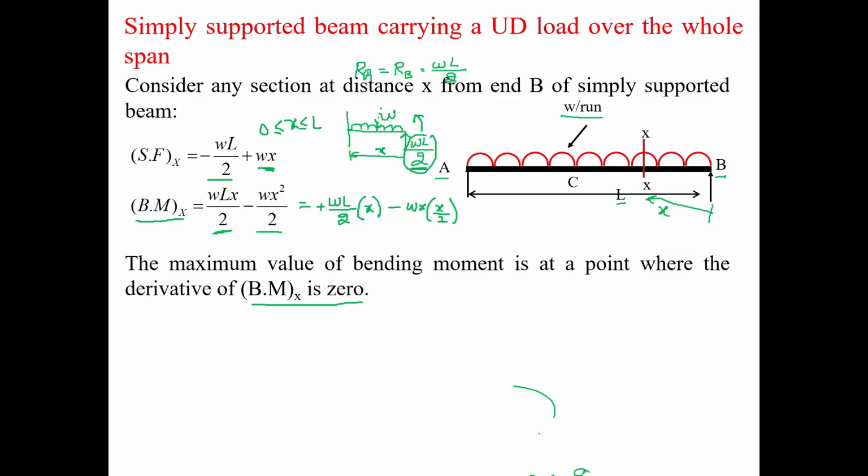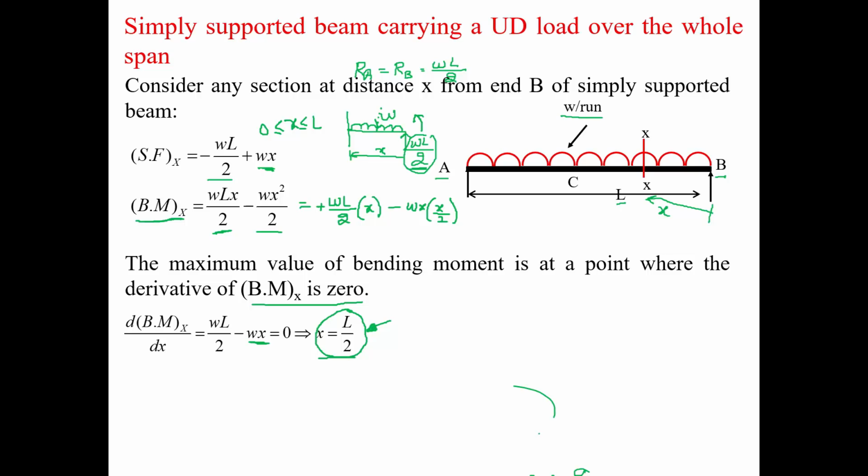Okay, so to obtain the value of maximum bending moment where the derivative of bending moment is 0, we differentiate bending moment with respect to X, so that becomes WL by 2 minus 2WX by 2, that is WX. So X is equal to L by 2. It means that at mid span the bending moment is maximum. Till now we are able to obtain the location of the maximum bending moment. We did not obtain what is the amount of the maximum bending moment. So location of maximum bending moment is X is equal to L by 2.